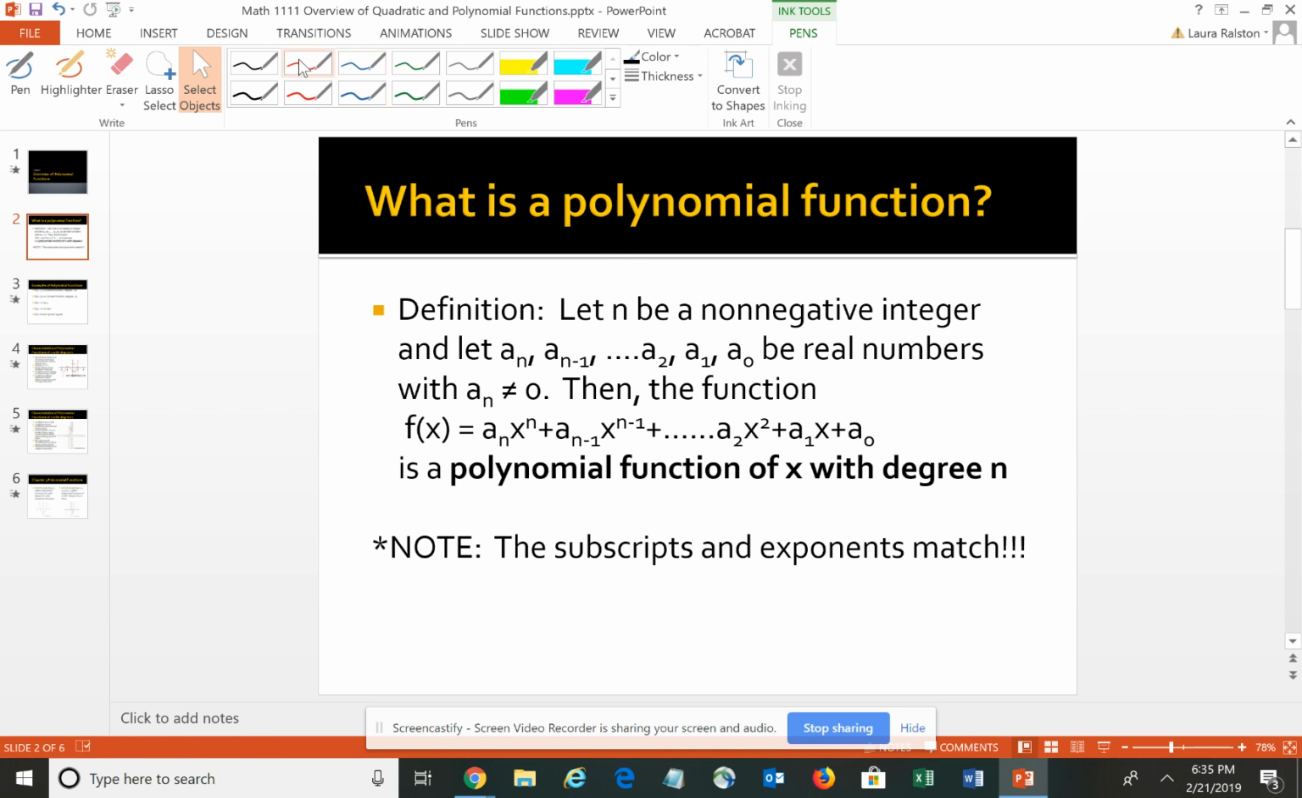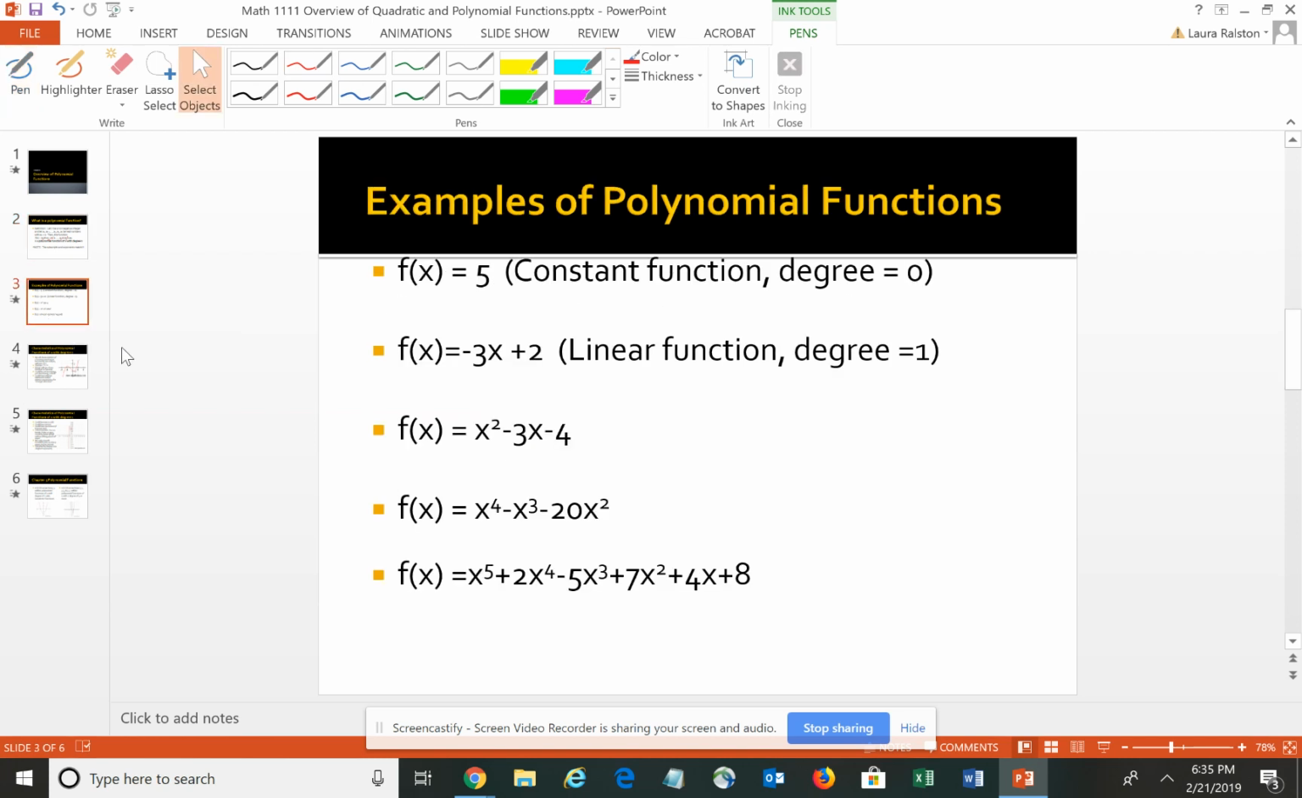One of the things I want you to notice in this kind of crazy definition is how the subscript on the a and the exponent on the x match. Okay, so you would have a sub 2 with the x squared, a sub 1 with x to the understood 1 exponent. And so really, honestly, you've already been learning about polynomial functions. You just didn't realize it, or we didn't call it a polynomial function. Here are some examples of a polynomial function.